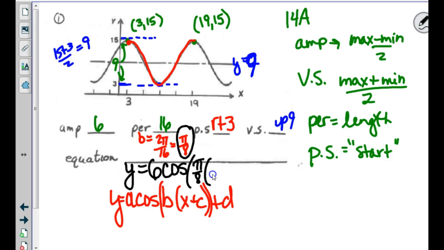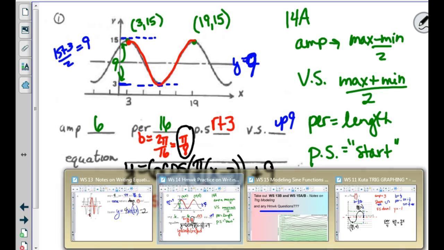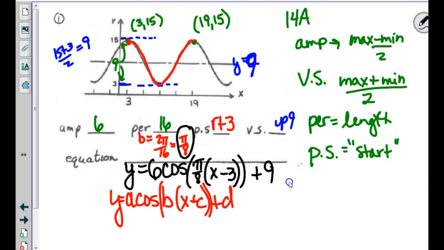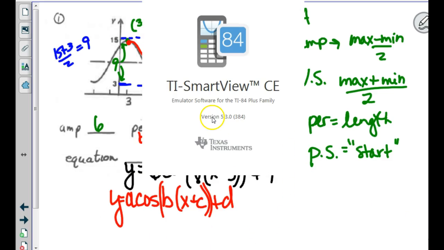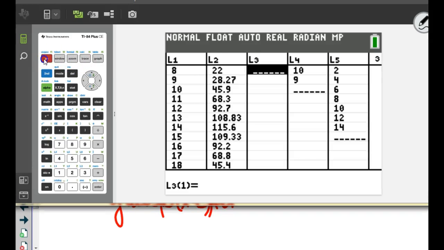And then be careful, if it's to the right 3, it's what? Minus 3. And then up 9 on the back. Now, what mode are we in, guys? Yeah, we do all our graphing in radians. I just want to show you so that you've checked one once, because we're going to do this today.